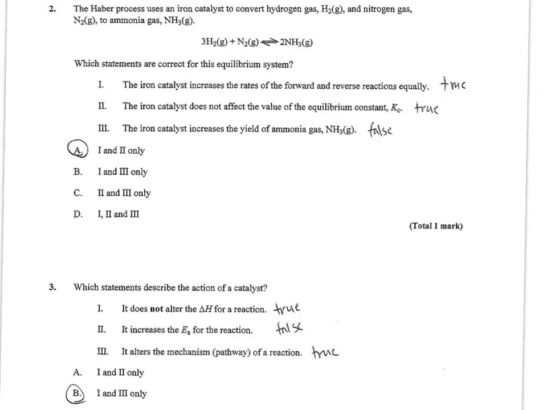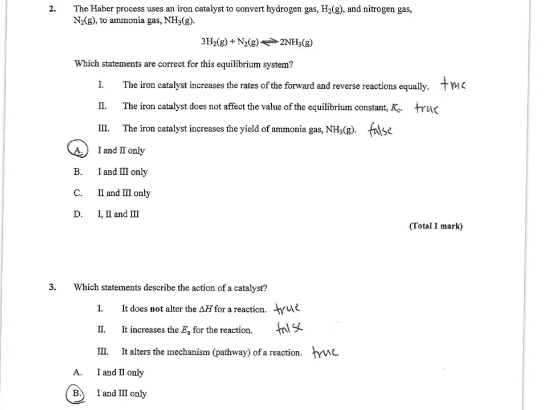2, it does not affect the equilibrium constant. That's also true. And 3, the catalyst increases the yield. That is not true. A catalyst, remember, acts on increasing the rate of both the forward and reverse reactions, so there's no effect on delta H or the yield. So A, 1 and 2 would be true.